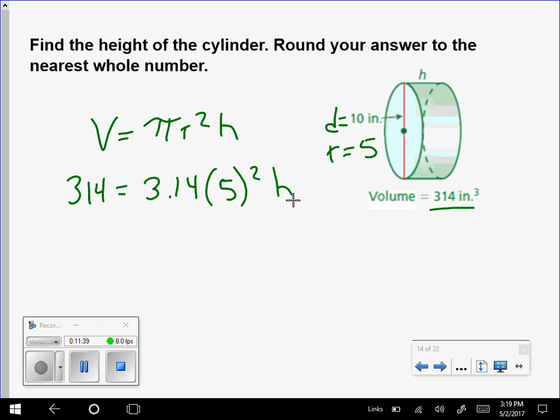So this is a little different, as I said. So we have 314 equals 3.14 times 5 squared. Well, 5 squared is 25. So 25 times 3.14. I'm doing that off to the side, so that's going to be 78.5. So we multiplied 25 by 3.14 and got 78.5, and we're multiplying that by the height. So what we want to find is the height. So now we're solving an equation. How do I get h alone? Well, h is being multiplied by 78.5, so I'm going to divide.